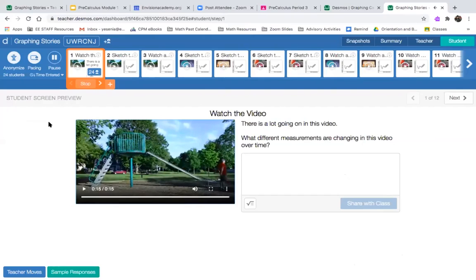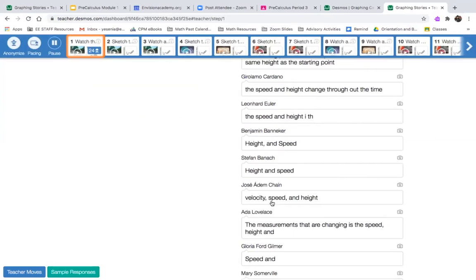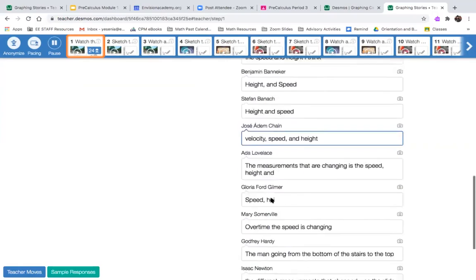All right, so in that video, some stuff was changing. Go ahead and write down what was changing. Height, speed, velocity. Okay.